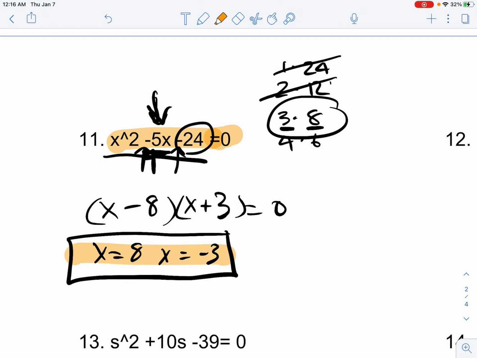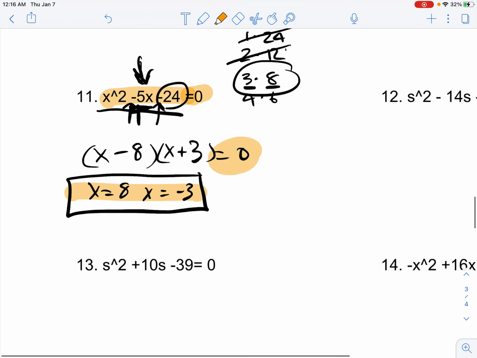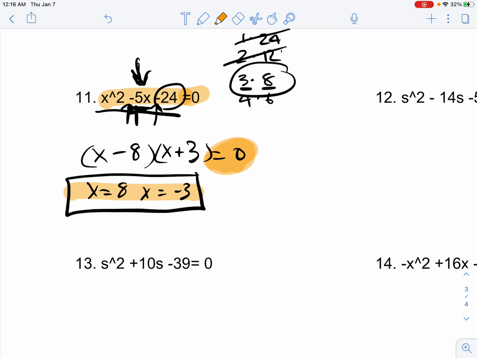And the reason why we're able to do this is because it's equal to 0. And because it is equal to 0, we can use the zero product property.